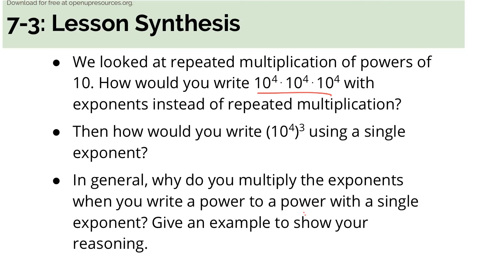Earlier, we saw that when you multiply with exponents, you add those exponents together. So I could rewrite this as 10 to the 12th power by adding 4 plus 4 plus 4. Now we just saw that when you take a power to a power, you end up multiplying the exponents. So I could rewrite this as 10 to the 12th as well, because 4 times 3 is 12.